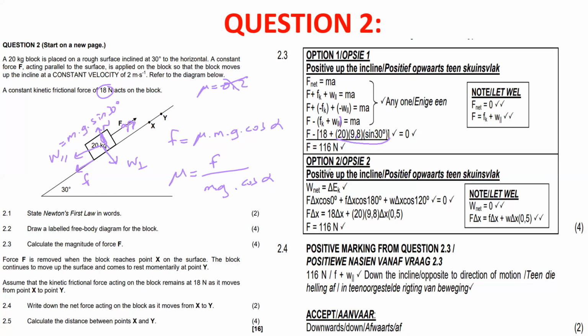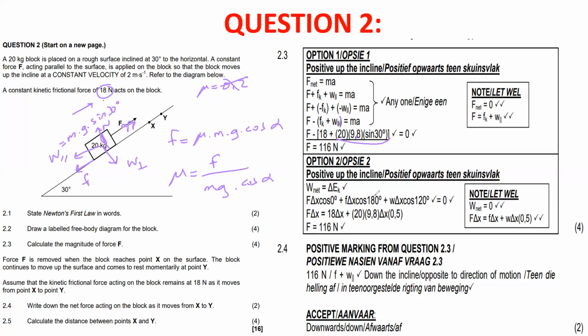Or the second option to calculate our applied force: you can use the work energy theorem. As you see, work net is equal to delta EK. So using this formula, it's also possible. F applied times delta X times cos 0. Why cos 0? Do you remember the work energy topic? Because it is parallel to the direction of motion. The object is going up, and if applied this way, it is the same direction. Because of that, cos 0.